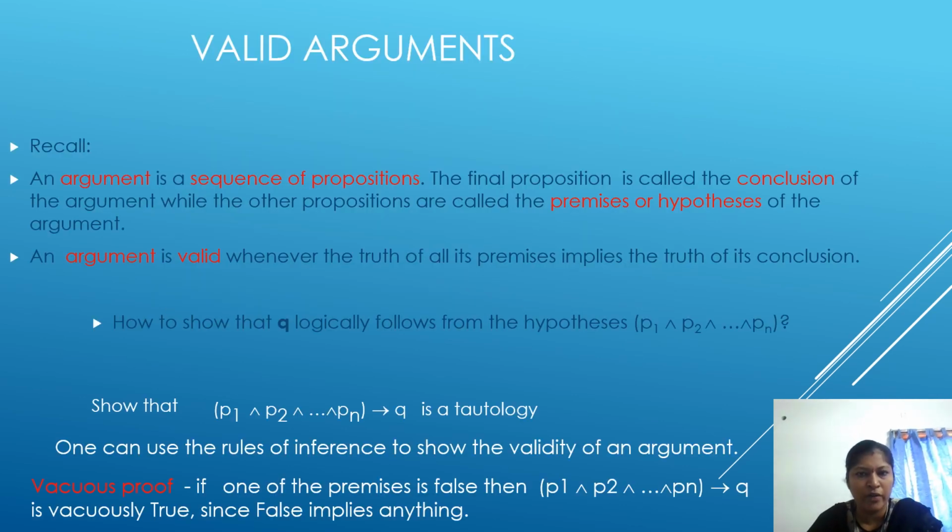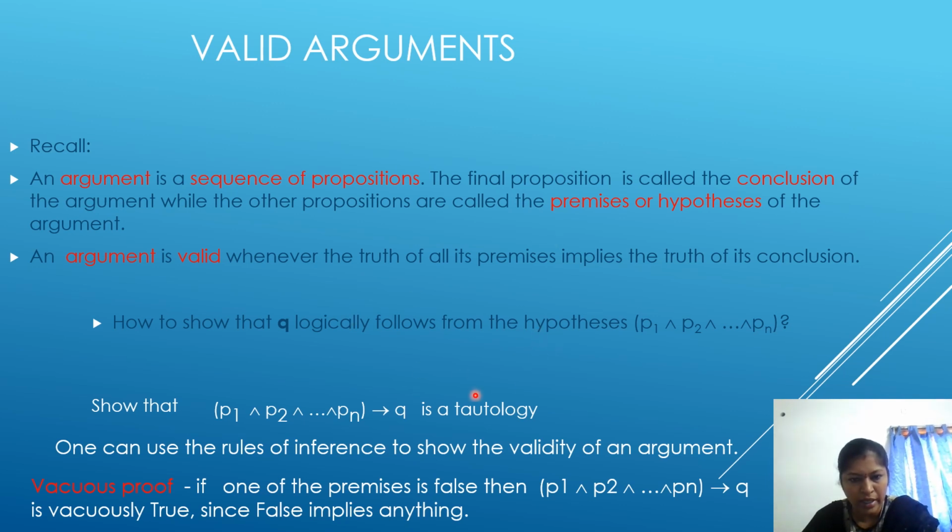Valid arguments, we are going for the valid arguments. Here they are: an argument is a sequence of propositions, and the final proposition is called the conclusion of the argument, while the other propositions are called premises or hypotheses. The given statement is taken as the premises or hypothesis of the argument. By solving the problems, we are using the premises in the first step.